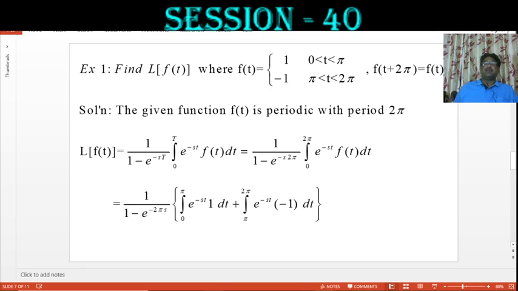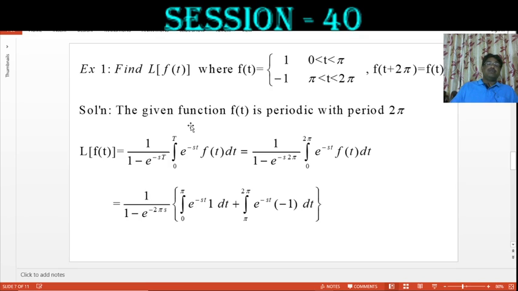Where f of t is this one, f of t plus 2 pi is equal to f of t. Here f of t is 1 for 0 less than t less than pi, and minus 1 for pi less than t less than 2 pi. f of t plus 2 pi is equal to f of t means the given function is a periodic function with the period 2 pi.